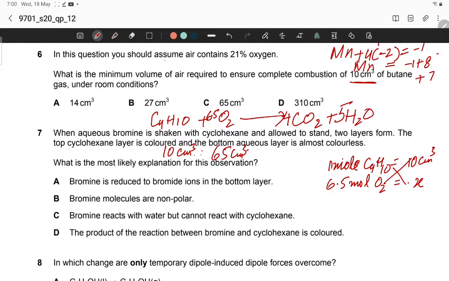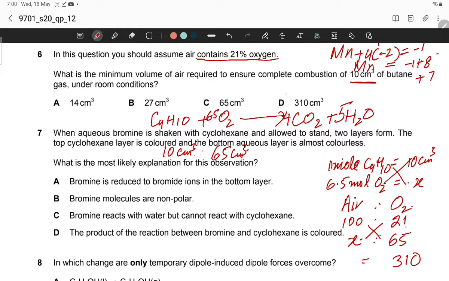Now in this question you should assume air contains 21% oxygen. So we know that air is 100%, containing 21% oxygen, so 65 is to X. What would be the volume of air if 65 cm³ of oxygen reacts with butane? So do cross multiply and we get 310. So this is the correct option.